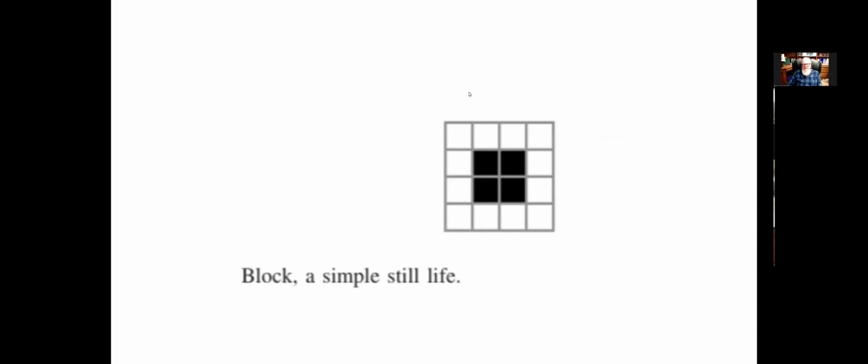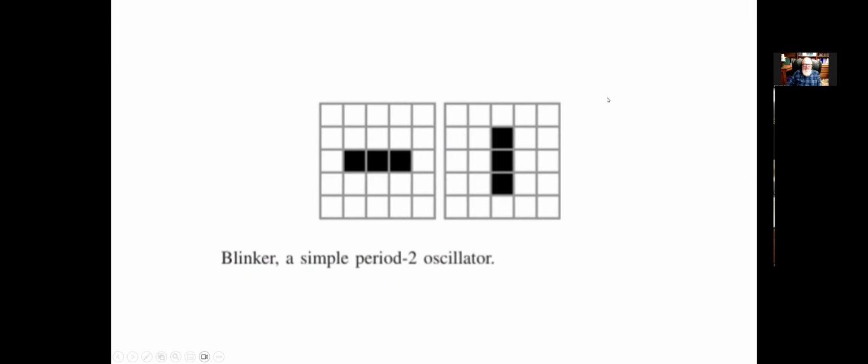So here's one which is called a still life. This is a block. If you have four live cells denoted by the black boxes here, it does turn out that that just stays the same. So nothing happens. It's following the four rules of the game of life, and it just stays there. On the other hand, if you have three live cells in a row, it becomes a blinker. It goes from three horizontal to three vertical, back to three horizontal, back to three vertical, back and forth. So it just sits there and blinks. That's according to the rules of the game of life.